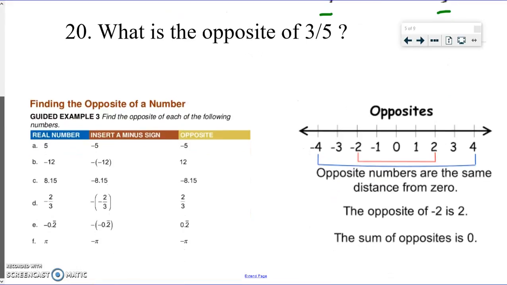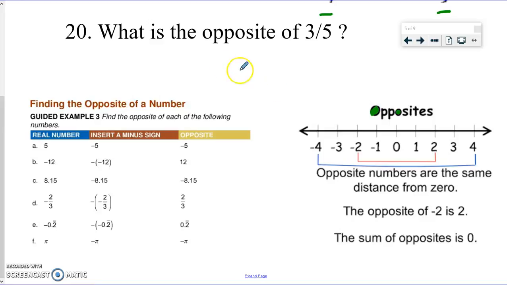Okay, opposite. So what does opposite mean? Opposite numbers are the same distance from 0. The opposite of -2 is +2. I know some of you in your classes right now, depending on what course you're in, are talking about absolute value. And we've talked about how two numbers have the same absolute value, the positive and the negative. So that's kind of what an opposite means. It's the same distance on the number line.